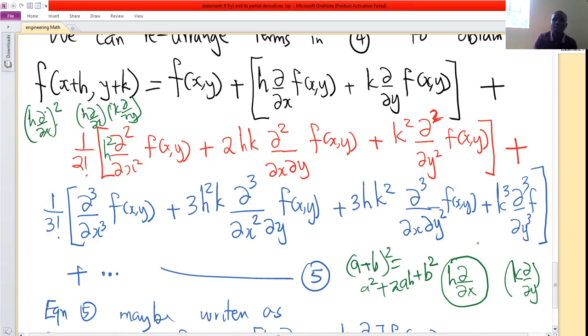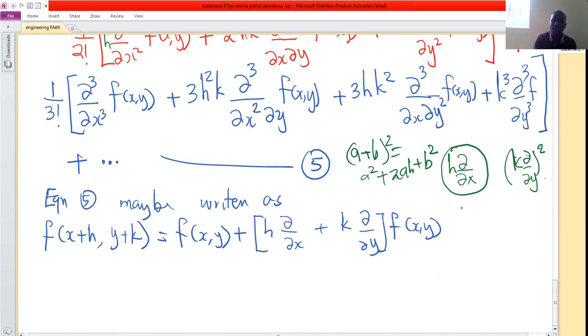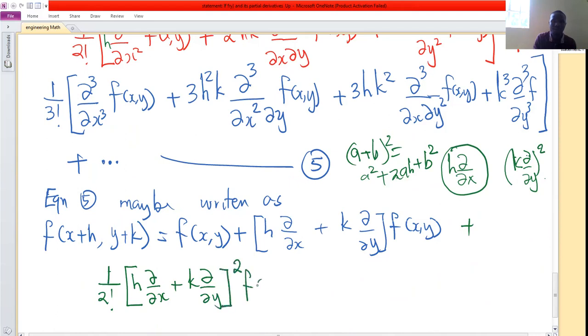And then this one is the same thing as taking k partial y, then you square. So you have k squared partial y squared. And then we pull out f of x, y. So it turns out that this would be simply the square of h partial x plus k partial y, this second one here. So we write it as plus 1 over 2 factorial into h partial x plus k partial y, and then squared, and then you pull out f of x comma y.